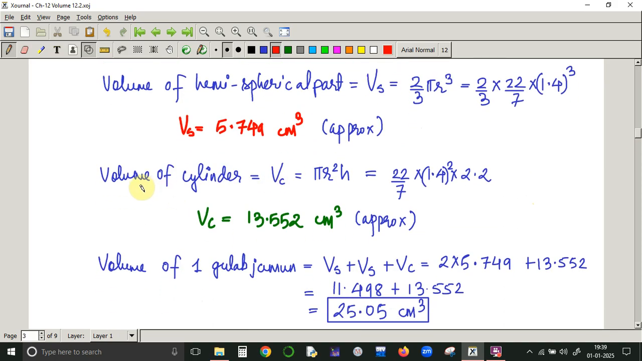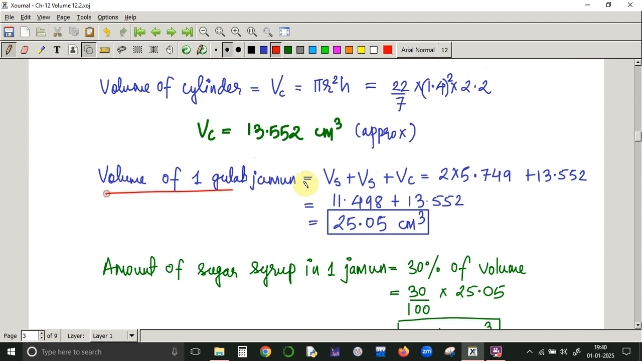Now the volume of the cylinder. Volume of cylinder is pi r square h. Pi is 22 by 7, radius is 1.4 squared, and height is 2.2. So elaborate it: 22 by 7, 1.4 two times and into 2.2. Cancel this, you will get 0.2, and multiply all these numbers smartly and quickly. You will get 13.552 centimeter cube.